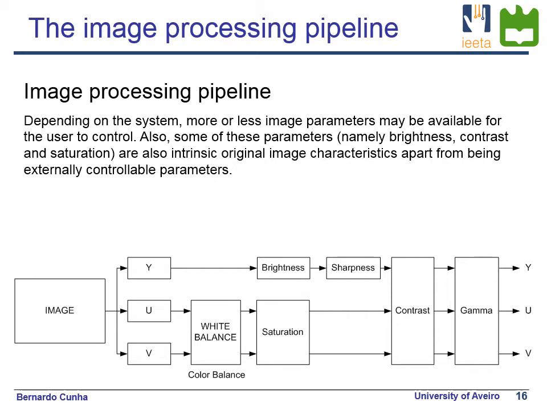As you can see here, there are other blocks, namely sharpness, gamma, white balance, which are part of this pipeline. So we will discuss in a little more detail each one of these elements.